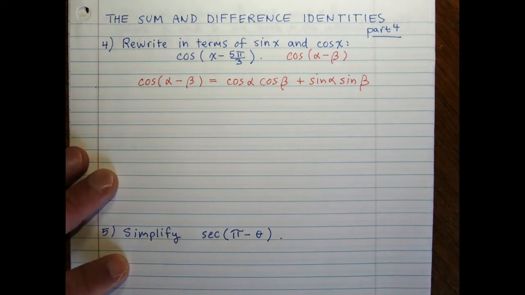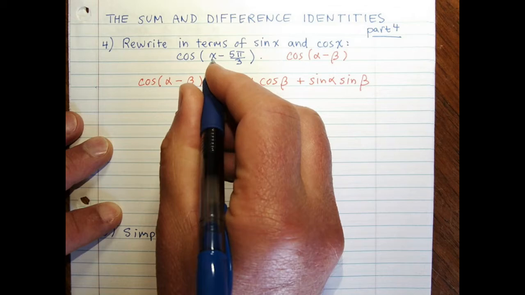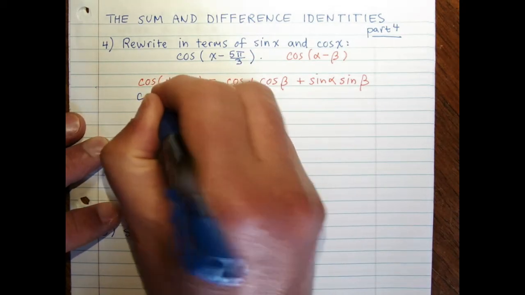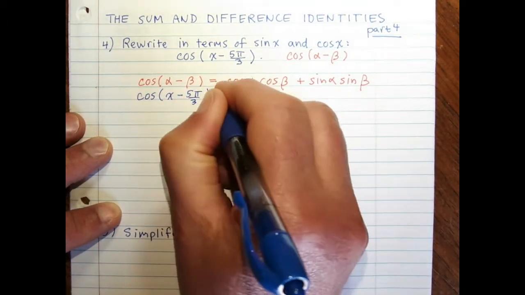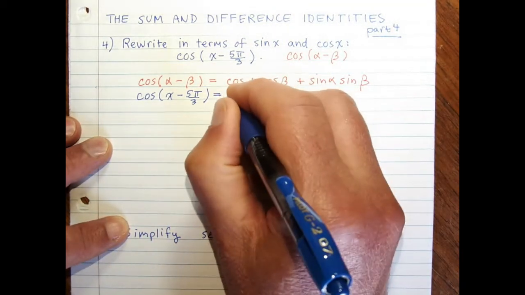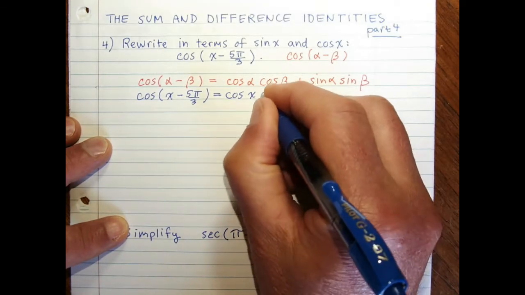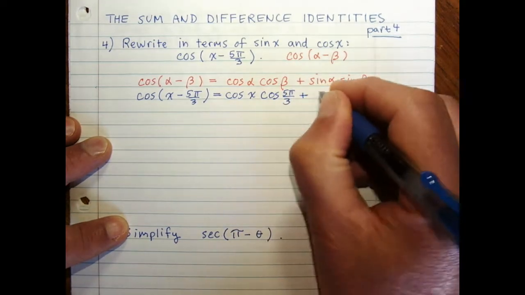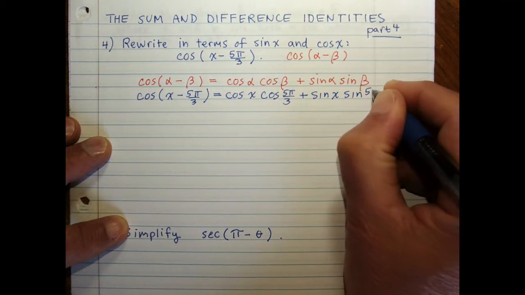And what I'm going to do is now replace alpha with x and beta with 5 pi over 3. So I'm going to write out cosine of x minus 5 pi over 3 with those substitutions being made. So instead of cosine alpha, here I write cosine of x. Instead of cosine beta, I multiply by cosine of 5 pi over 3, plus sine of x sine of 5 pi over 3.